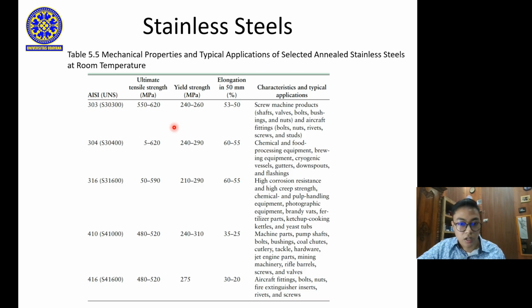And this shows the mechanical properties and different types of application of the stainless steel with the different yield strengths and dedicated AISI or UNS codes.